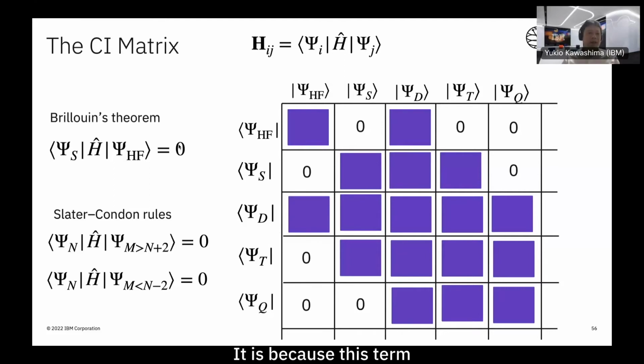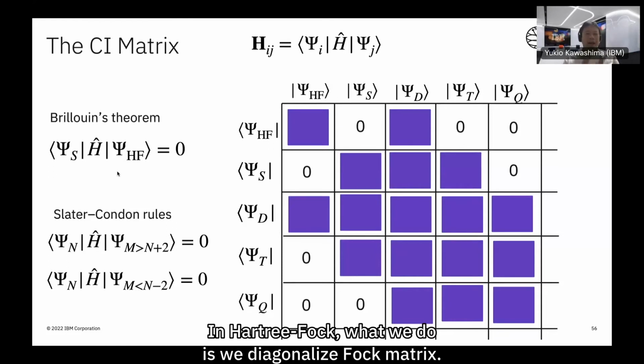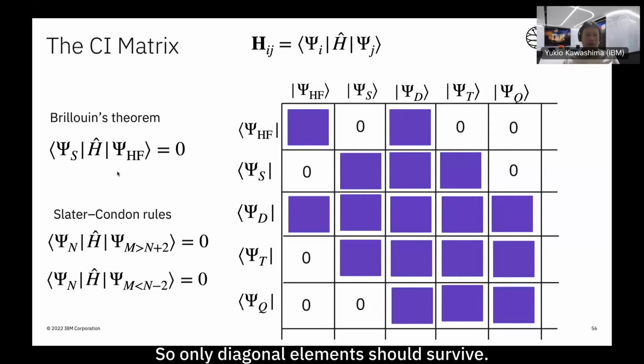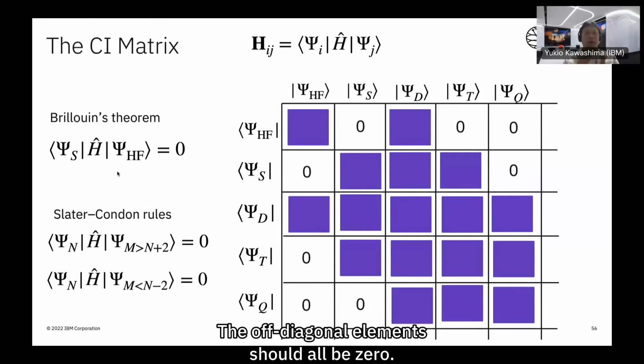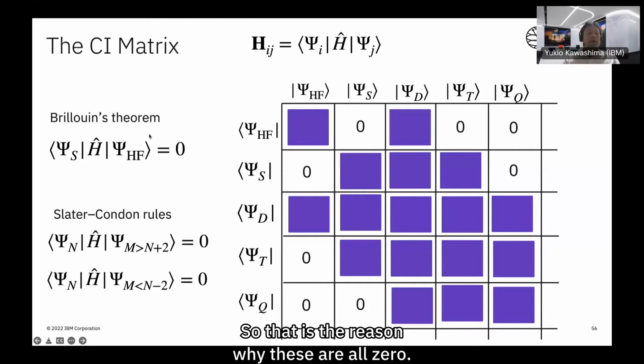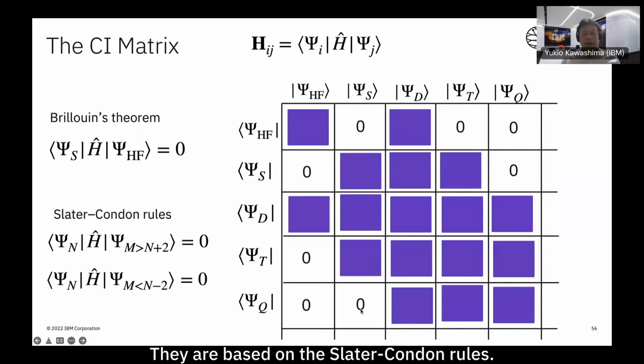It is because this term corresponds to the off-diagonal elements in the Fock matrix. In Hartree-Fock, what we do is we diagonalize the Fock matrix. So only the diagonal elements should survive. The off-diagonal elements should all be 0. So that is the reason why these are all 0. By the way, this is called the Brillouin theorem. And we can also find zeros for other reasons as well. They are based on the Slater-Condon rules.